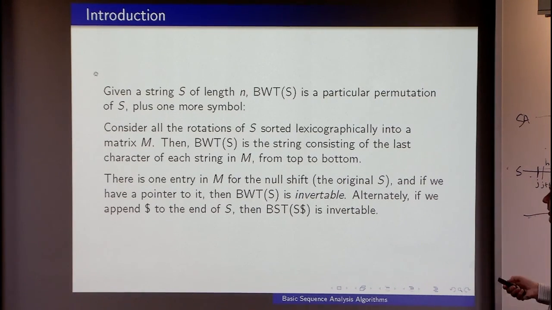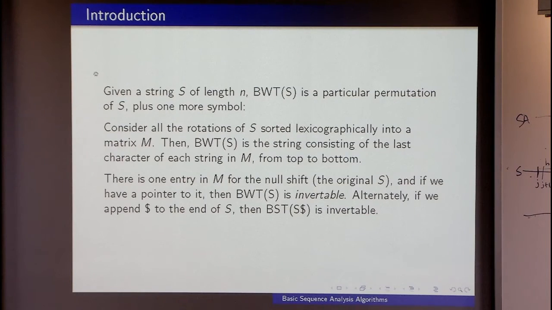Okay, so given a string S of length n, the Burrows-Wheeler transform is a particular permutation of S plus one more symbol. Not very compressed if you have to have all the symbols in S plus something. Now, what is that actual permutation? You consider all the rotations of S. So you've got the string S, and you rotate it by one position, rotate it by two positions, and so on. So you have n rotations.